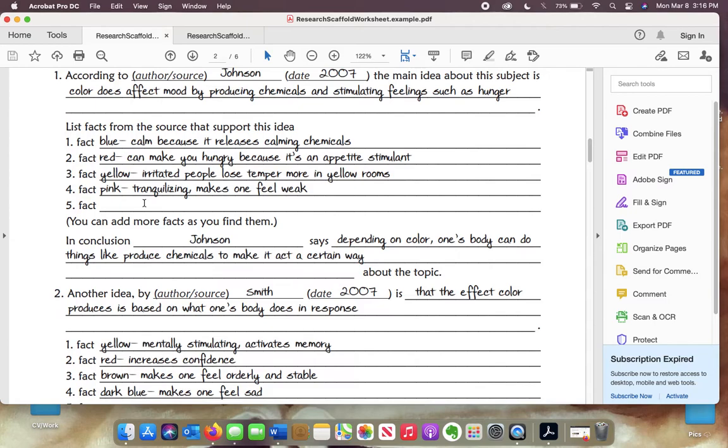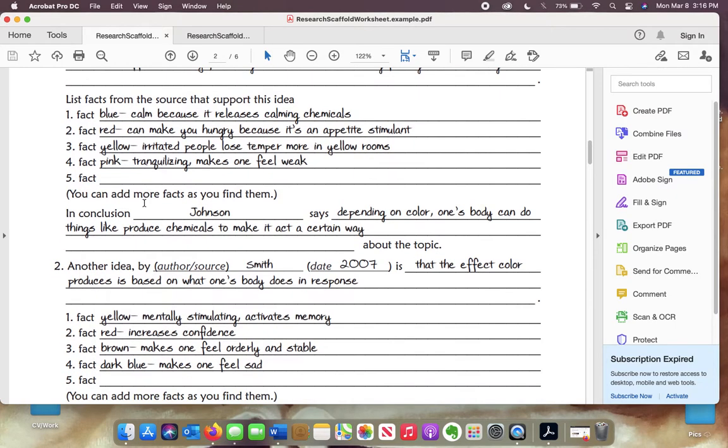And pink is tranquilizing and makes one feel weak, which I don't really appreciate because I'm recording this on International Women's Day, and we often think of pink being associated with females, and then pink also being associated with weak is not okay. So that's an issue that I have with that little fact right there. But perhaps it's just this one particular author's idea, wherever the research came from.